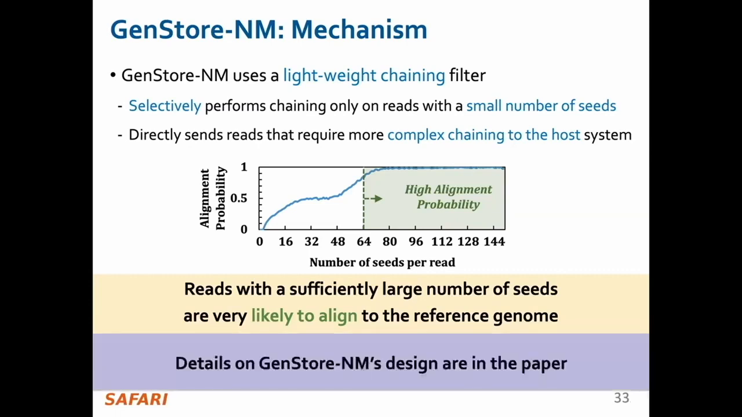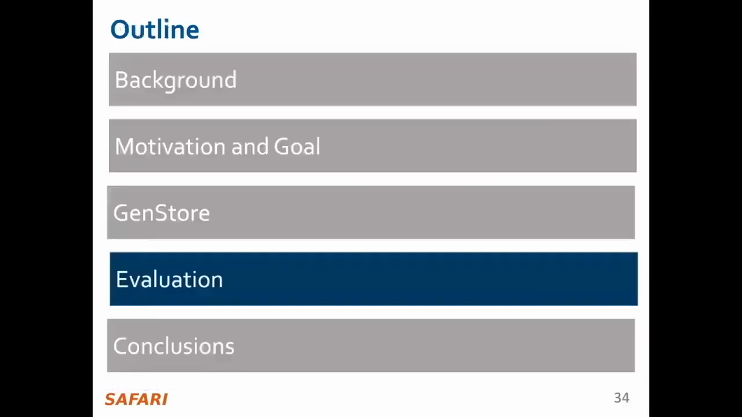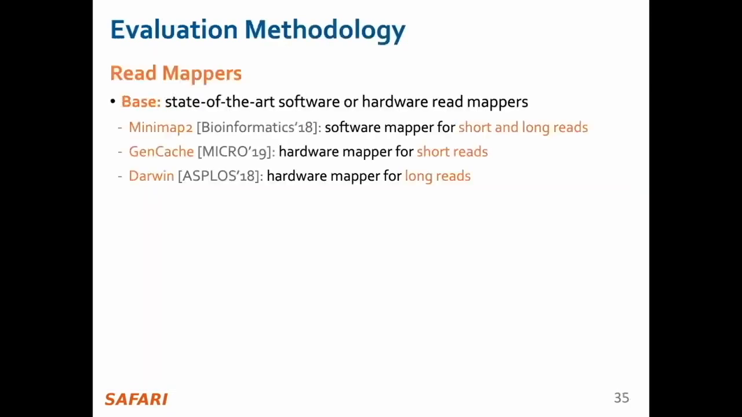So for more details on the GenStore NM design, please refer to our paper. Okay, so now I will go into our results. We evaluate the following systems. For base, we use the state-of-the-art software and hardware read mappers for short and long reads. For software, we use Minimap2, and for hardware, we use GenCache and Darwin.